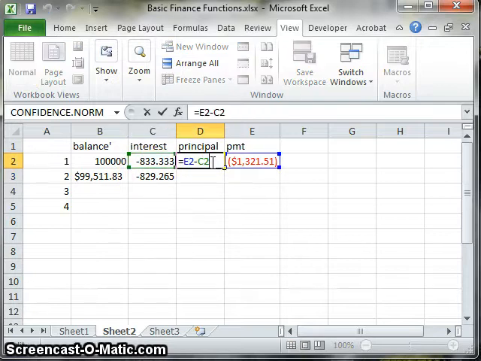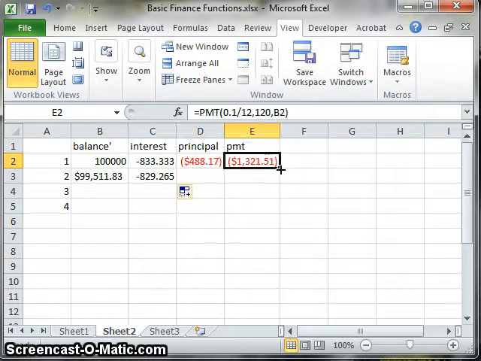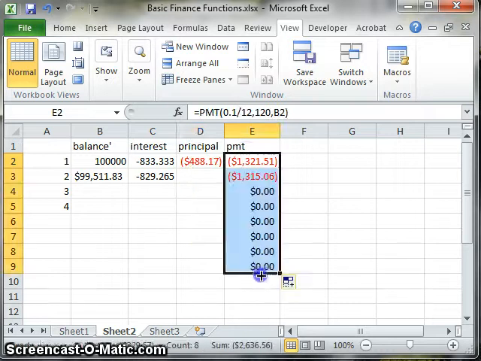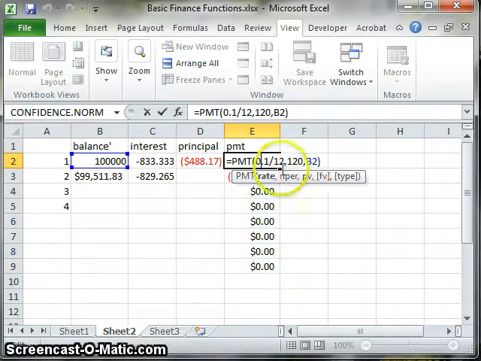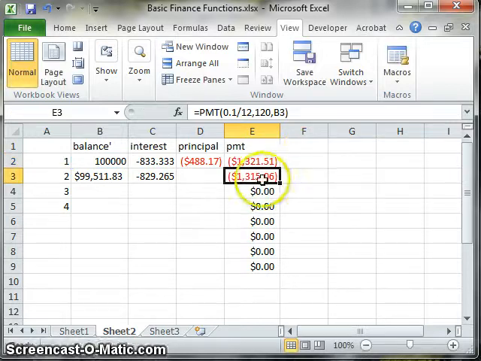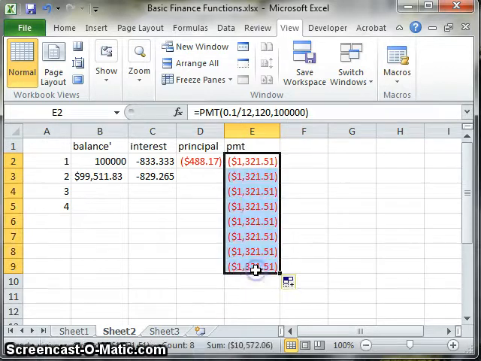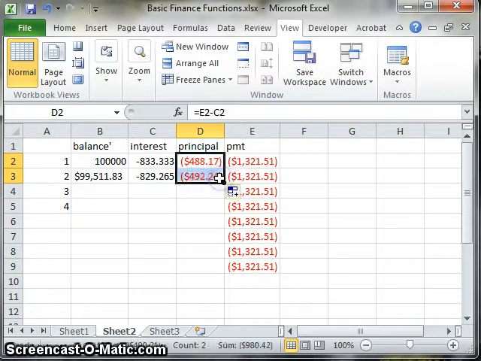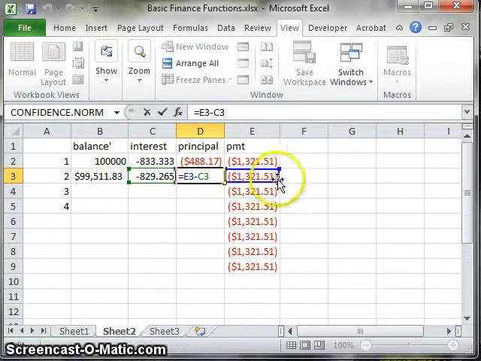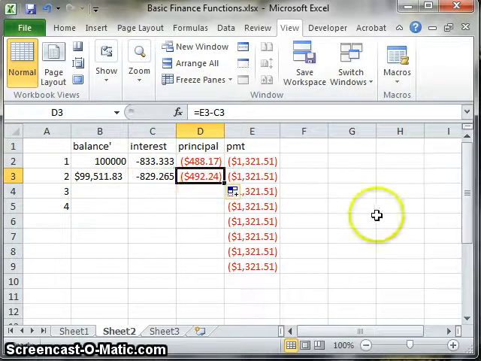And if I take my principal, if I take my payment, the payment always stays the same. And if I just change that to $100,000, that way it'll keep my payment staying the same every time when I drag it down. Now I can take that principal, and as I pull it down, it's going to automatically change its pointers and point to the correct cell.